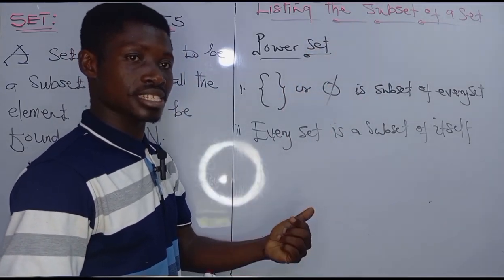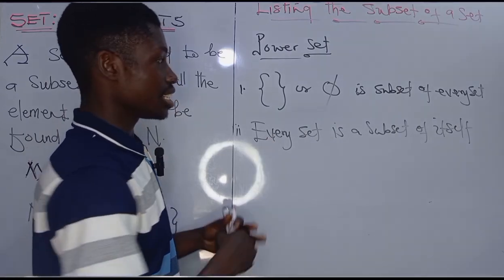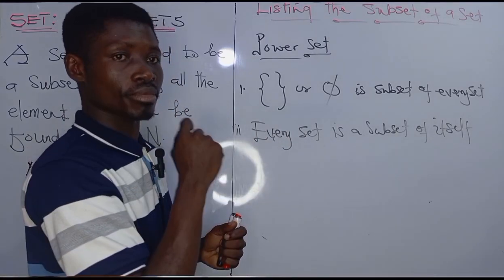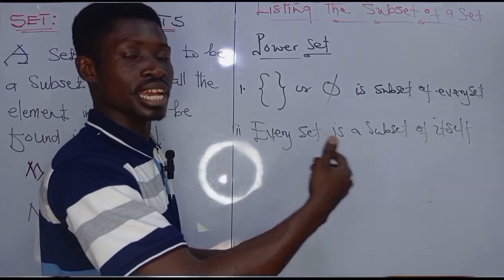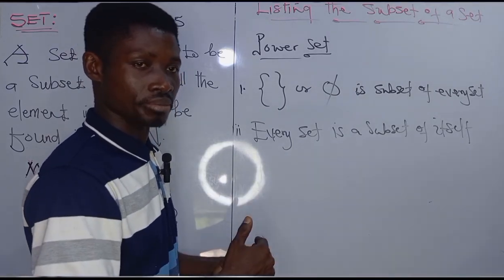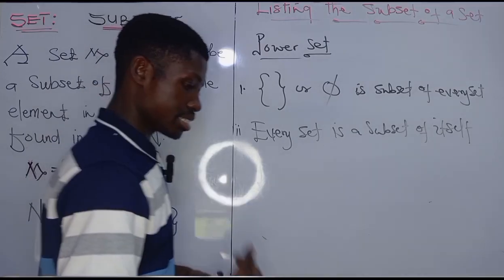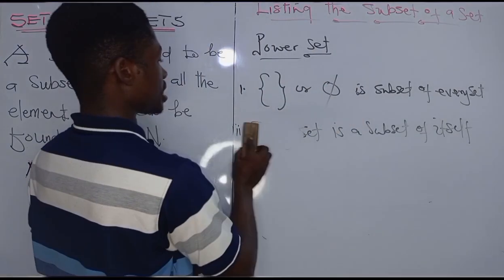So the first subset that you have to list is what? The null set, followed by what? The set itself, before you take each of the elements one after the other. Is that clear? Good. Let's take our first example.